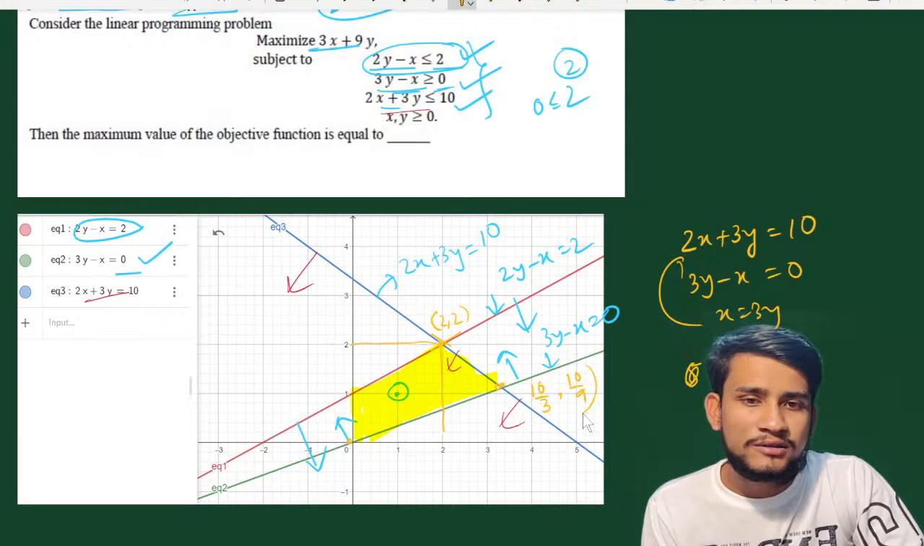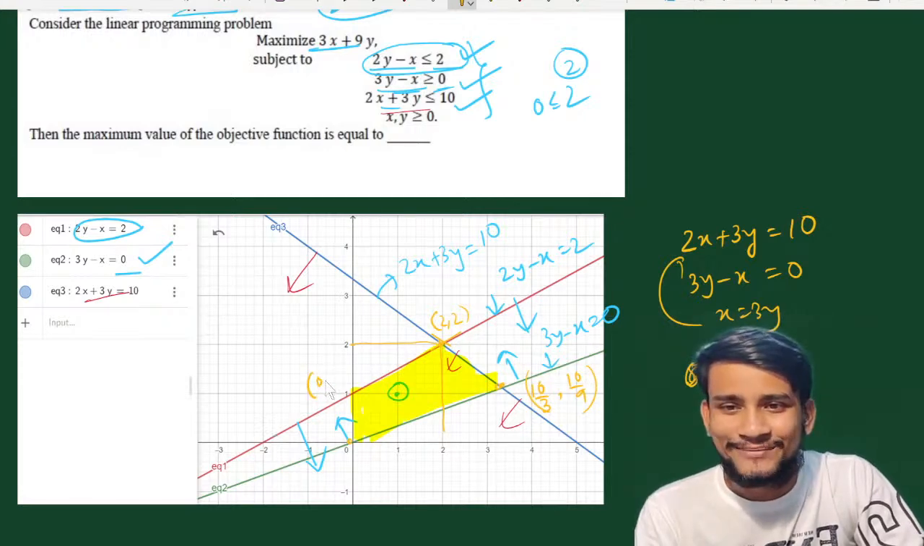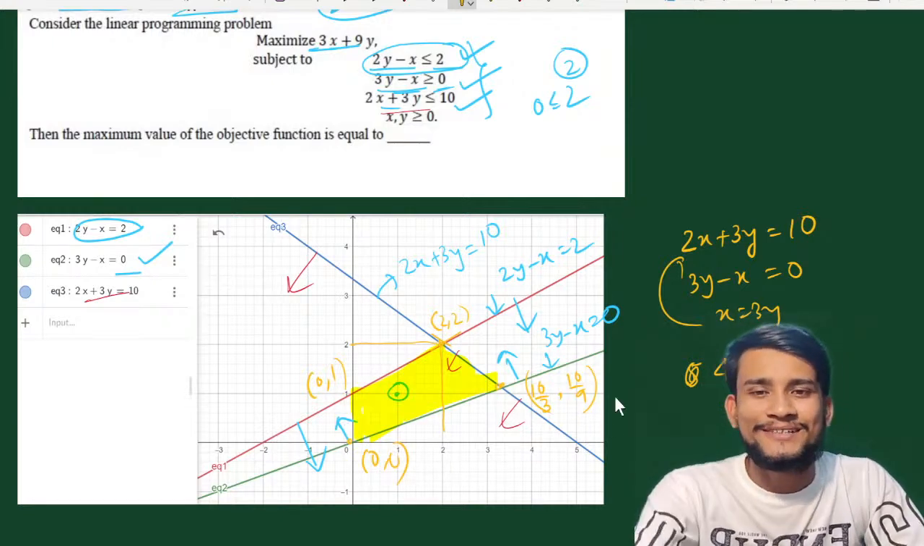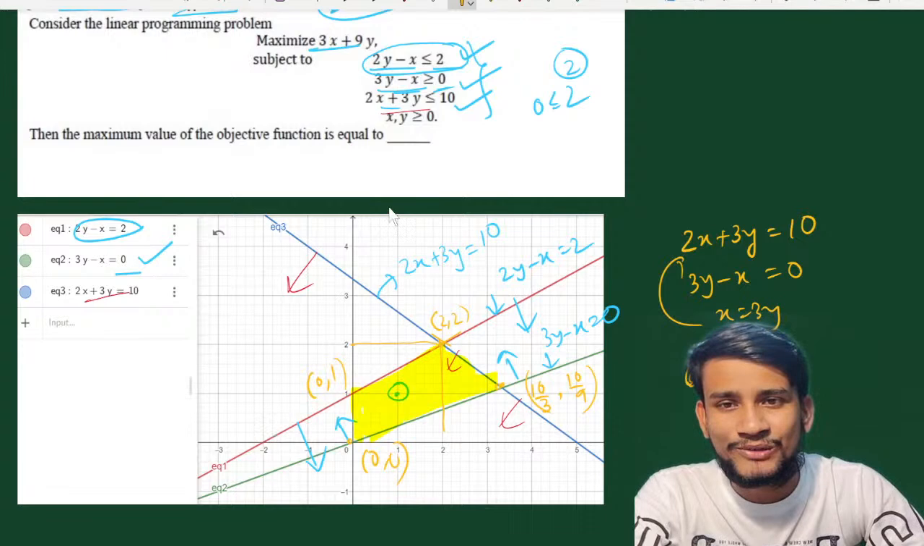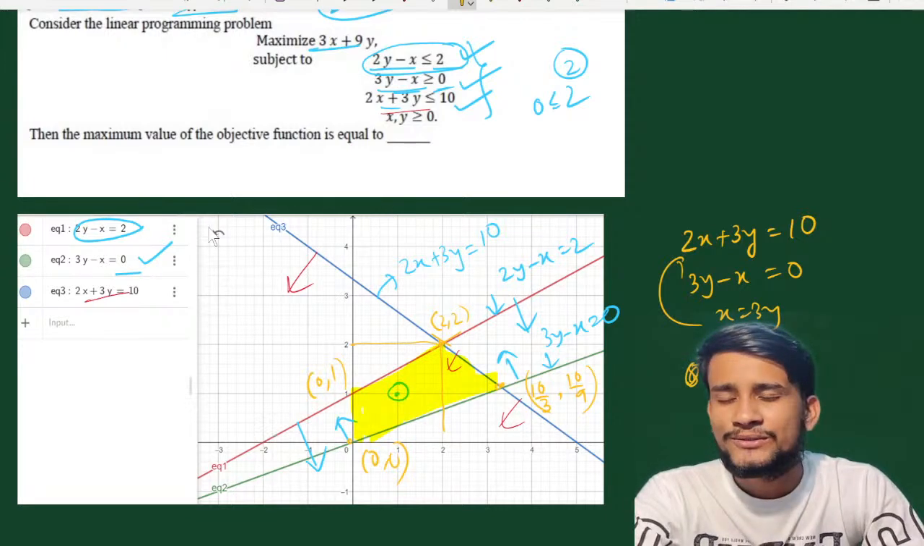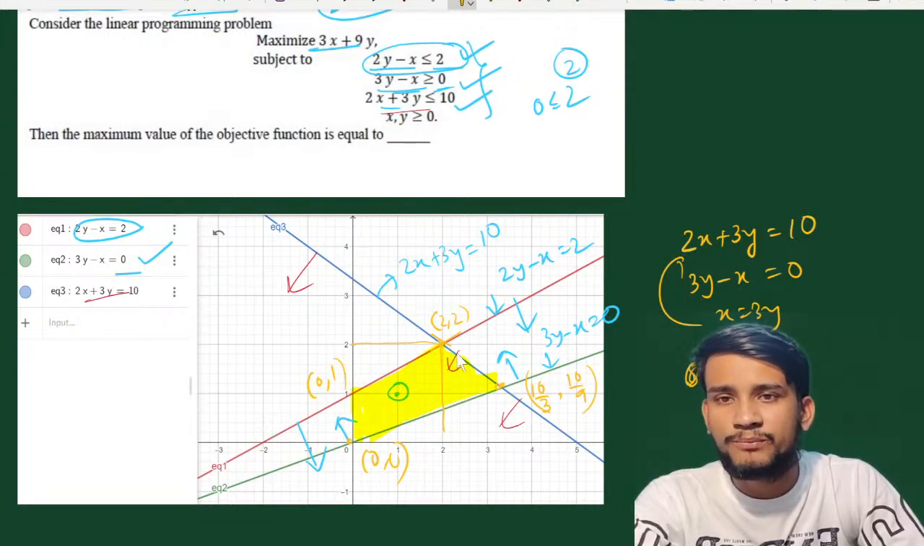Okay, just skip the calculations. This is the point (0, 1) and this is the point (0, 0). So you can calculate by using your own calculation. Okay, so the point (2, 2). Now we find the objective value of the objective function at these points.